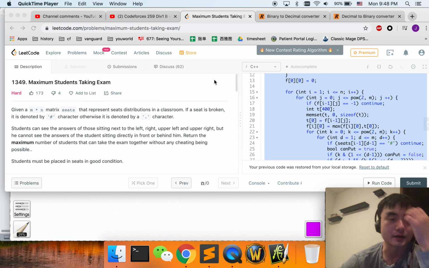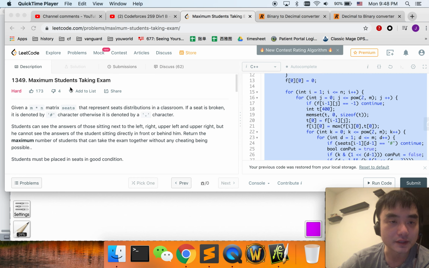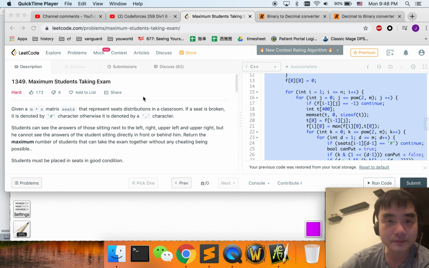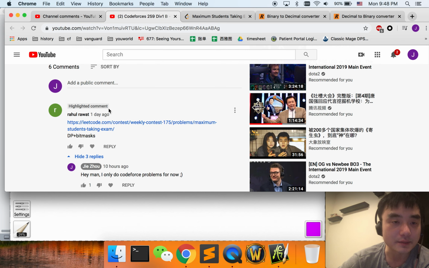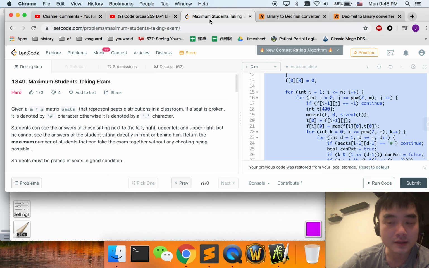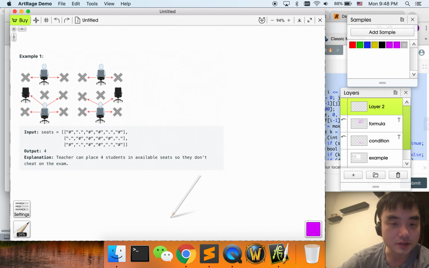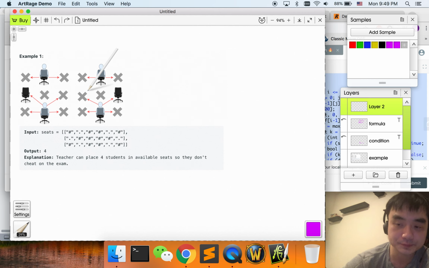Guys, today we are going to solve a Leetcode problem. It's 1349. It's a hard problem and it's posted by Rahul, right? So as always, we are going to explain this problem by introducing the example here.